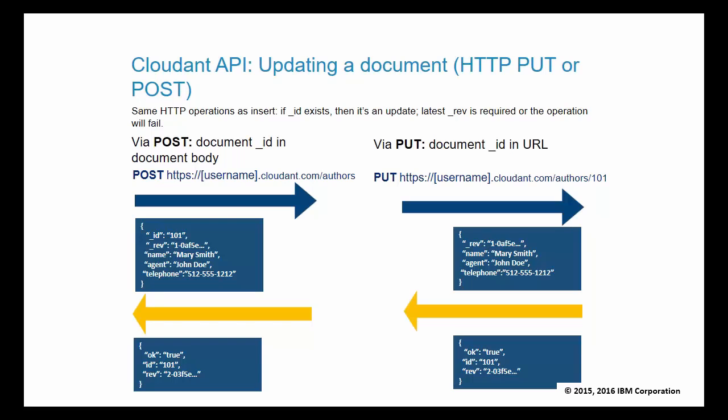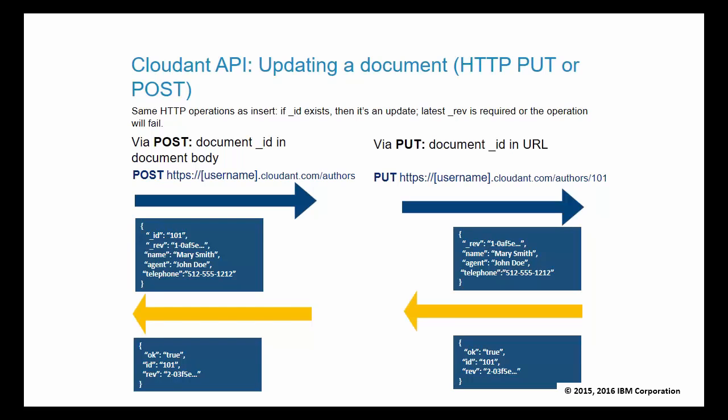As I mentioned earlier, if you're doing an update, you do need the latest rev version or the operation will fail. And similar to a create, you can do an update via a post or via a put. If you go via post, then you need to put the ID in the document body. And as you can see here, you also need the latest revision field, or else this operation will fail. So by providing ID and a revision number, I will get back a response. Once update is done successfully, you'll see that the revision number will be incremented to indicate that the document has been updated again.